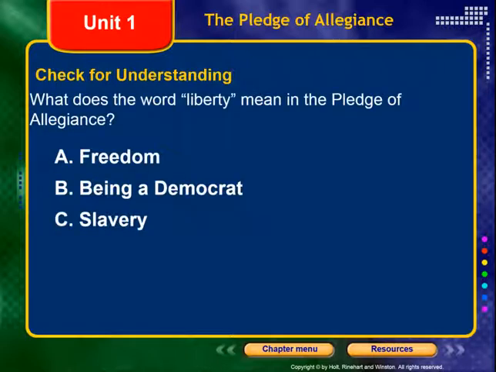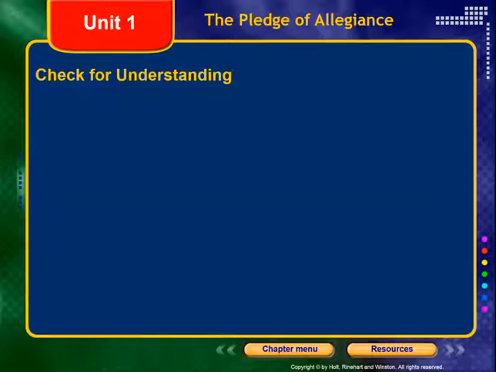What does the word liberty mean in the Pledge of Allegiance? Does it mean freedom? Does it mean being a Democrat? Does it mean slavery? Or does it mean the free market? The word liberty means freedom.